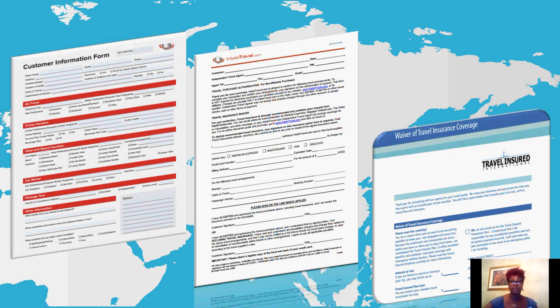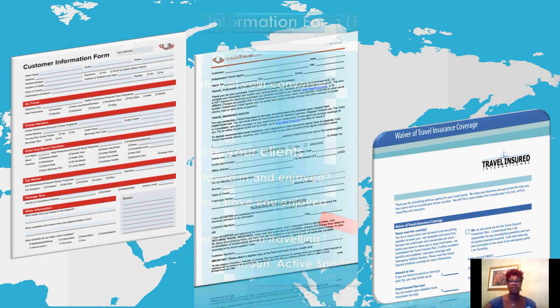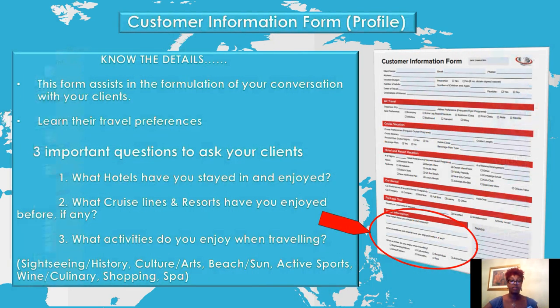So the 3 forms that INTELETRAVEL has provided for us are the customer information form, the credit card authorization form, and the insurance waiver coverage form. The customer information form, guys, I think it's a very important form, especially for new people who are just becoming familiar with the travel industry.